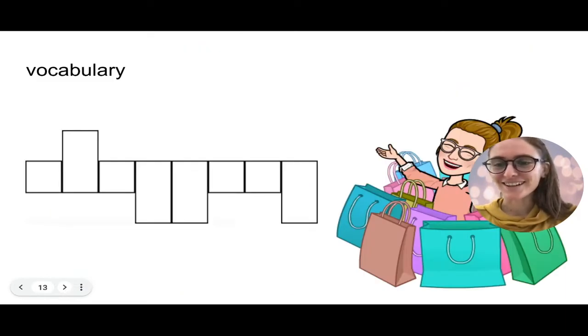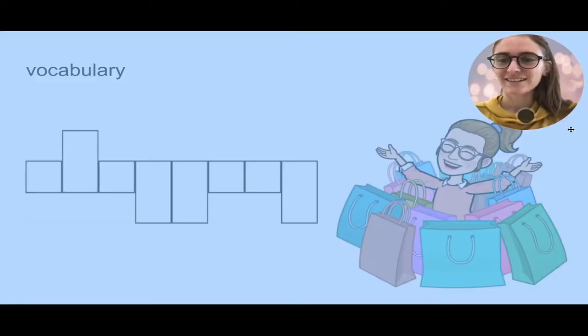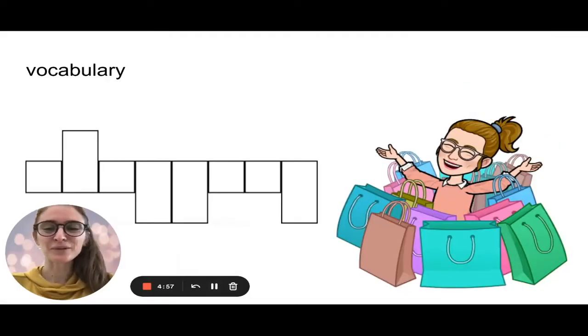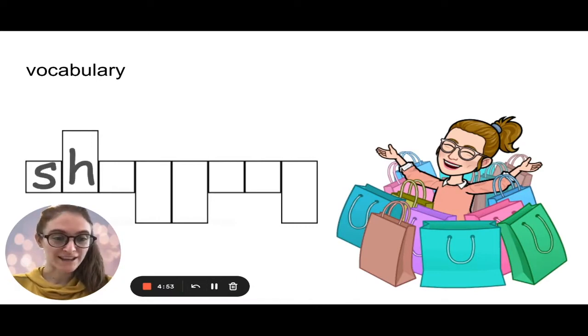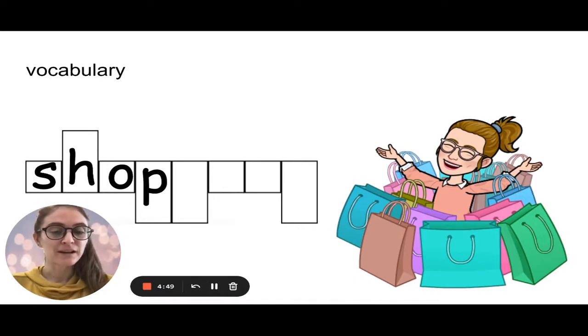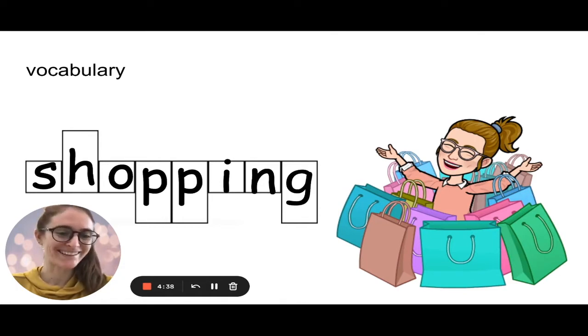All right, our next word. Oh, there I am. I have so many bags. So the vocabulary word is shopping. We have shop, S-H-O-P. And then we double the P. So we have shopping, P-P-I-N-G. I love shopping.